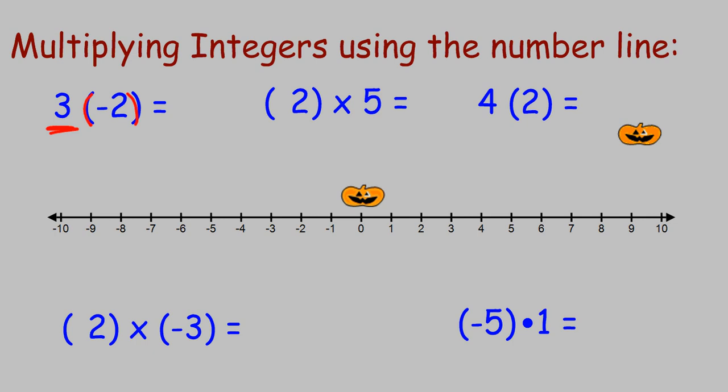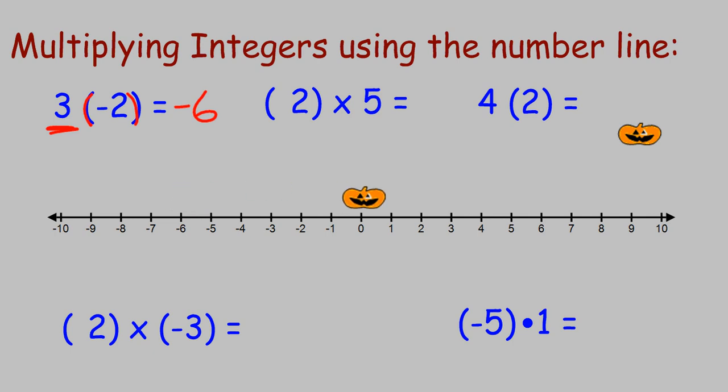3 times negative 2. So we're going to take 2 steps backwards each time we jump. And we're going to jump 3 times. So we're going to go 1, 2, and 3 jumps. Each of them is a negative 2, and we end up, as you can see, at negative 6.